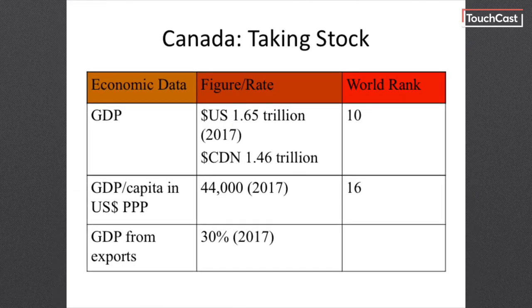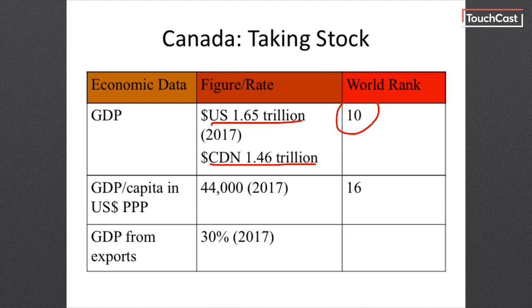Here's some economic data, and we'll be coming back to this, of course. Our GDP, roughly speaking, and of course this is often very rough information, is about US$1.65 trillion in 2017. In Canadian dollars, 1.46 trillion. That puts us 10th in the world. And again, some people are often surprised by that, but our GDP is actually bigger than Russia's. So, what does that mean in terms of the role Canada should be playing in the world?